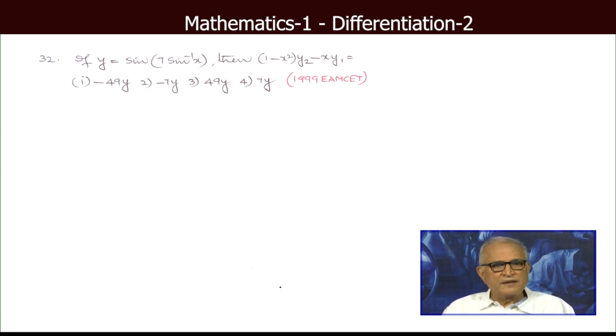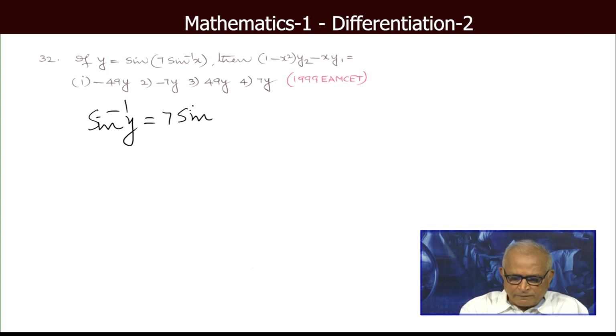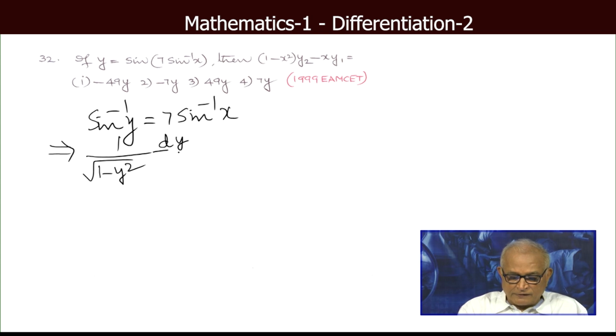So, y equal to sin of 7 times arc sin x. So, 7 times arc sin x must be between minus pi by 2 and pi by 2, or arc sin x must be between minus pi by 14 and plus pi by 14. Let's leave all those things, taking them for granted. Arc sin y is equal to 7 times arc sin x. This implies 1 by root of 1 minus y square into dy dx is equal to 7 by root of 1 minus x square. Follow?